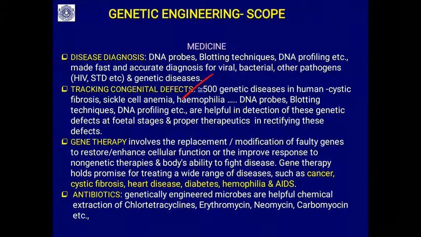There are more than 500 genetic diseases in humans: cystic fibrosis, sickle cell anemia, hemophilia. DNA probes, blotting techniques, and DNA profiling, DNA fingerprinting, are all helpful in detection of these genetic defects at a fetal stage, and proper therapeutics and measures can be taken to tackle these defects.